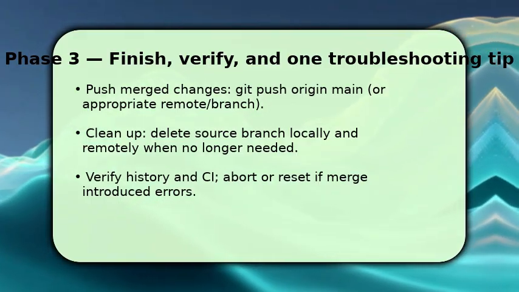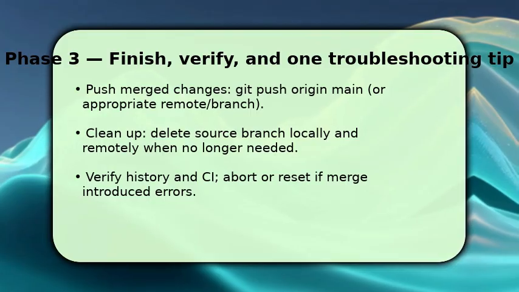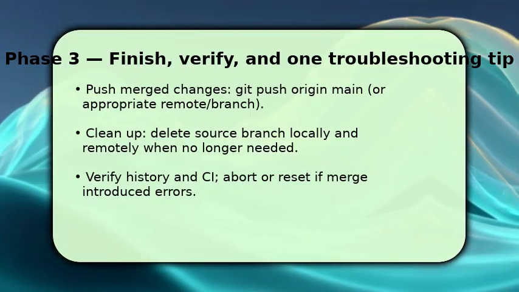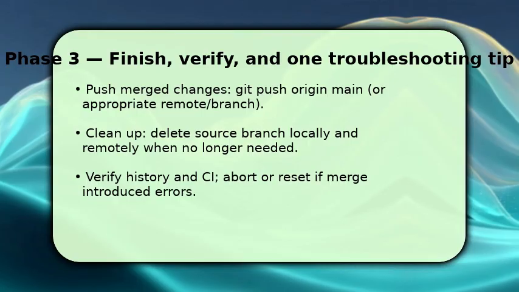After verifying tests and history, tidy up by deleting the source branch locally and remote when appropriate. For example, git branch -d feature and git push origin --delete feature.